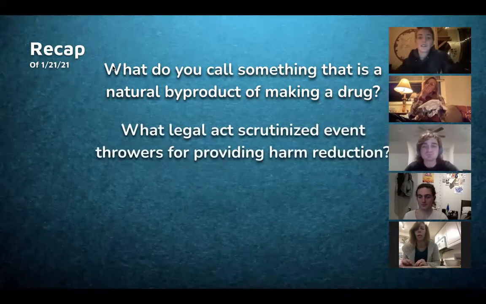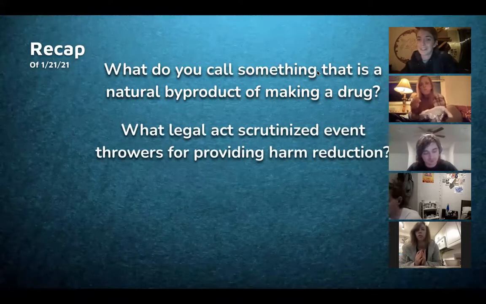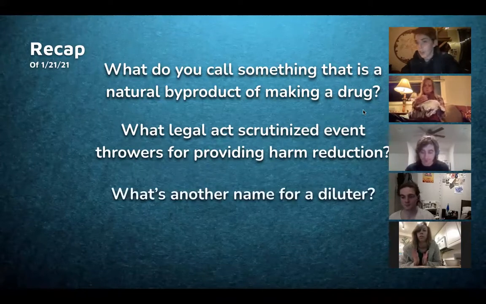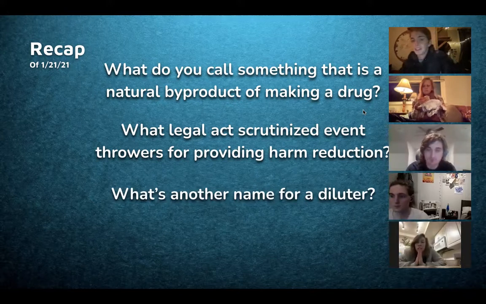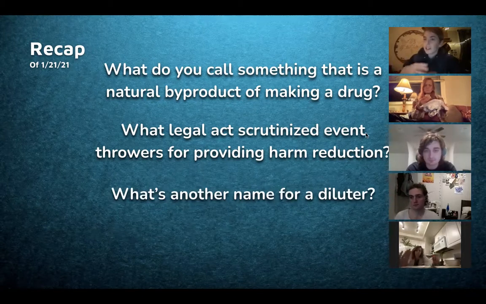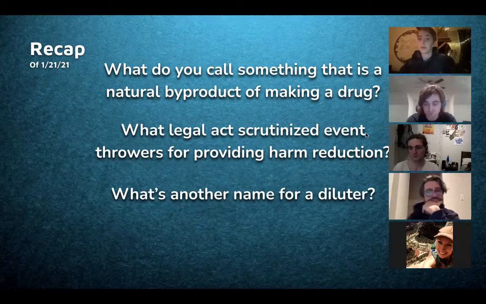What legal act scrutinized event promoters for providing harm reduction? I'm sure a couple of you feel pretty fired up about this one. The RAVE Act. That's right. What's another name for a diluter? There are a couple. Filler. If you're feeling really inspired, you can say it out loud. A cut. Yeah, you could call it a cut. Like it is cut in. Cut is kind of a broader term. A binder? Yes. Otherwise known as an excipient, right?